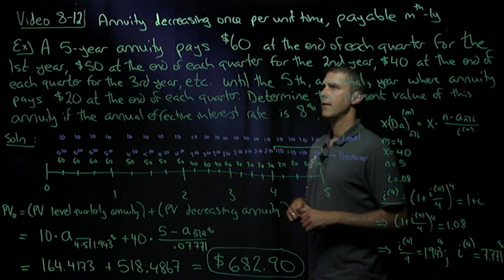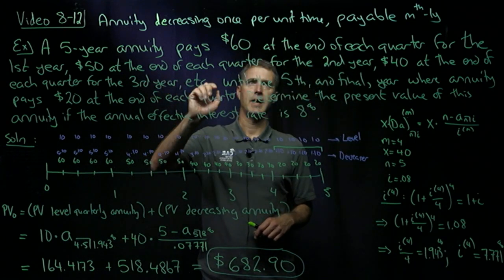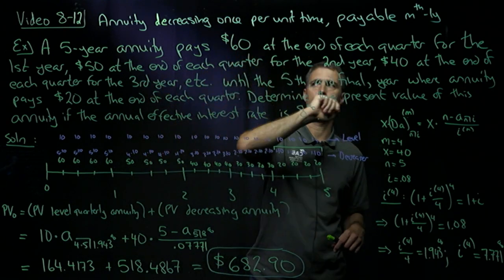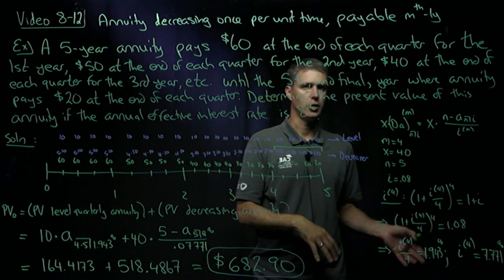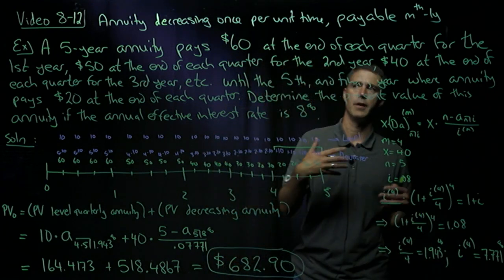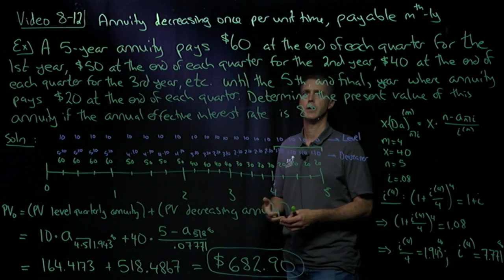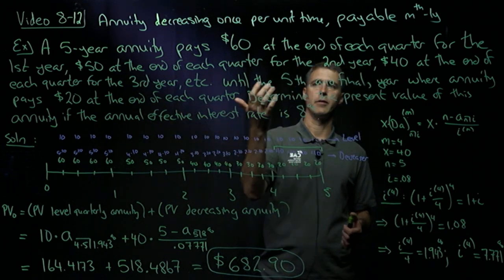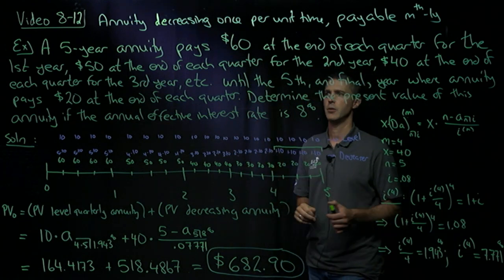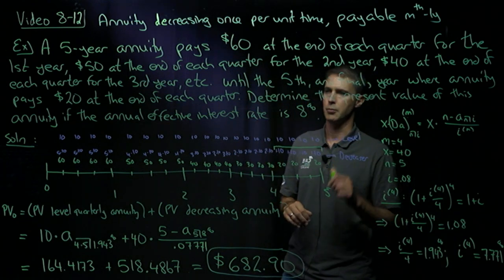All right, so we have a 5-year annuity. It's going to pay $60 at the end of each quarter for the first year, then $50 at the end of each quarter for the second year, $40 at the end of each quarter the third year, then $30 at the end of each quarter the fourth year, followed by finally $20 at the end of each quarter the final year. And we want the present value, and we know our annual effective rate of interest is 8%.